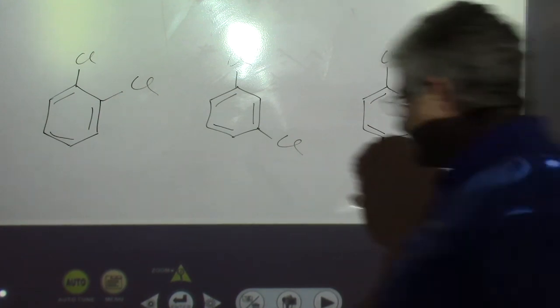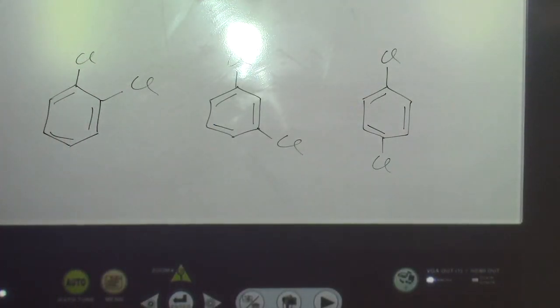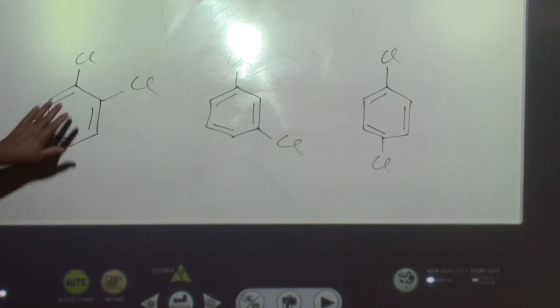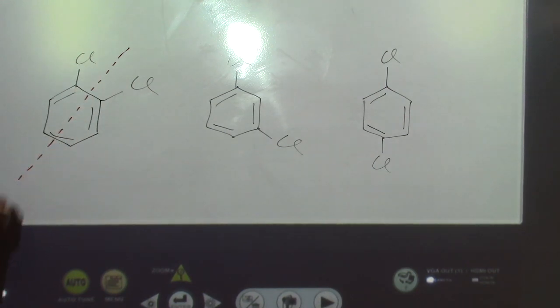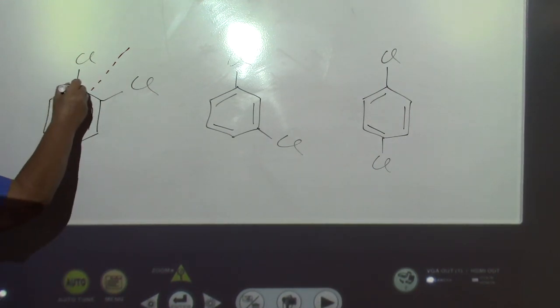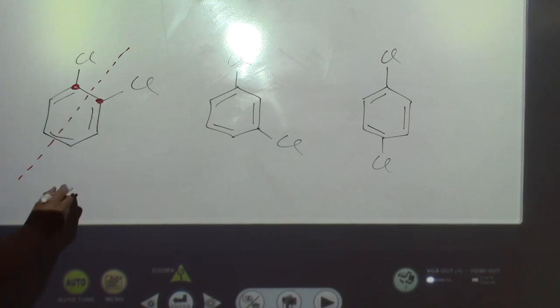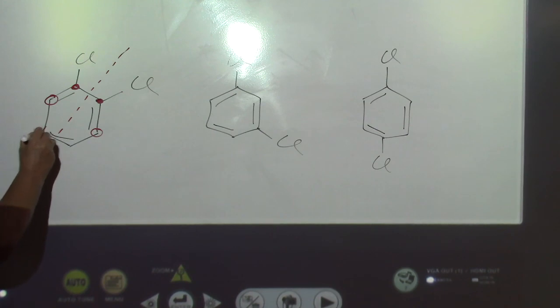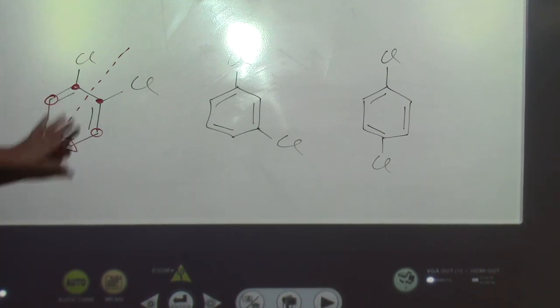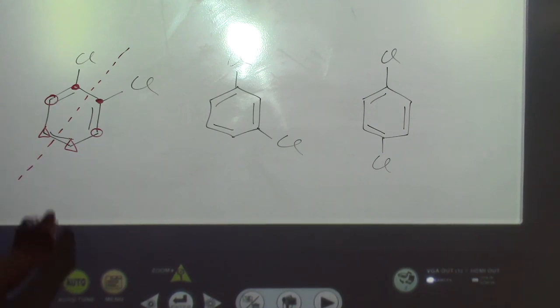And so I just redrew the 3 molecules for you so that we could look for planes of symmetry. And when I look at this molecule, I see a plane of symmetry running right through there. So this carbon is the same as that carbon. That carbon is the same as that carbon. And those 2 carbons are the same. So compound A, 1,2-dichlorobenzene, I would expect to see 3 peaks in the spectrum.